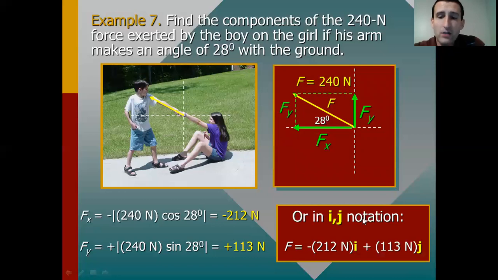So in IJ notation, we could write this as negative 212 newtons I hat, 113 newtons J hat. Well, I say hat. Sometimes there is a little what looks like a caret from the keyboard above the I and the J, and they're actually pronounced hat in that notation to indicate, again, that it is a vector.